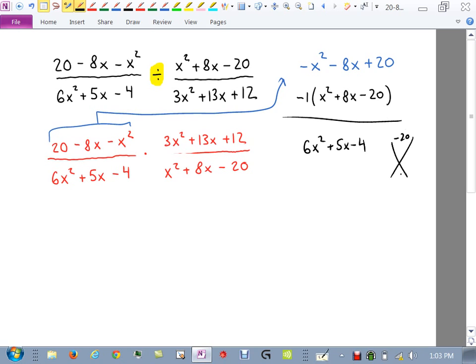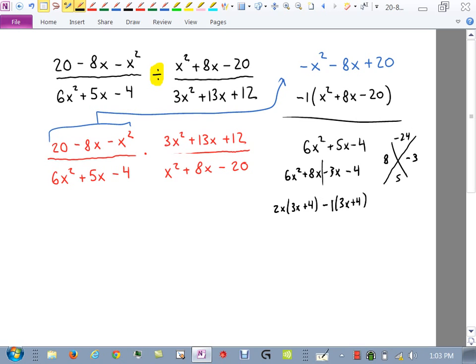What are the two numbers? -24, yes. That's right. What numbers give you that? 8 and -3? So you come in here real quick. 6x squared plus 8x minus 3x minus 4. Split it. GCF, 2x. Left with 3x plus 4. I need 3x plus 4 over here.